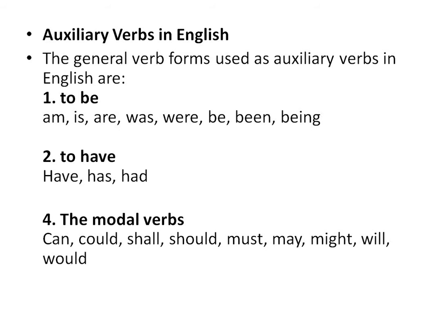Some auxiliary verbs in the English language: the forms of to be are am, are, was, were, be, been, and being. To have is has, have, had, and the modal verbs are can, could, shall, should, must, may, might, will, would. So you must be aware of these auxiliaries. These are the general auxiliaries. You can find more on the internet as well.